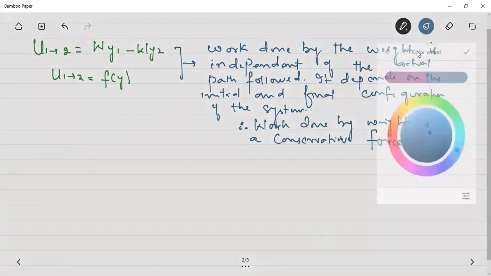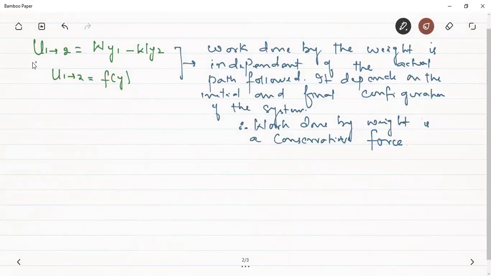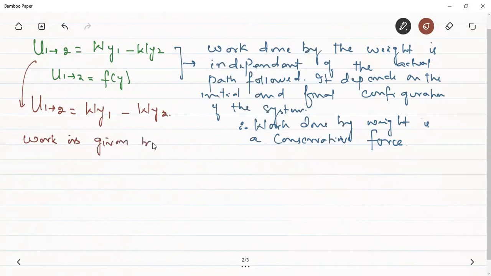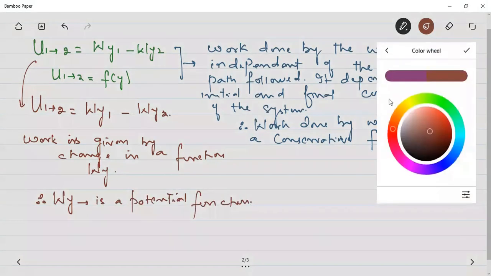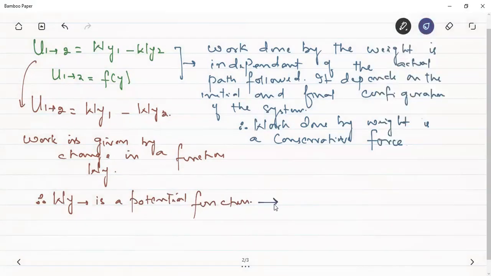Now from this equation, let's write this equation again. U1-2 is equal to Wy1 minus Wy2. So work is given by the change in a function Wy. Therefore this Wy is a potential function. And in this case, since this is the work done by the weight, the work done by the weight is represented as the change of this function. Therefore, this function is termed as gravitational potential energy.